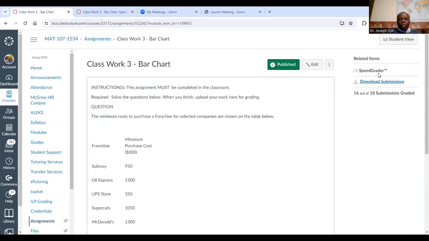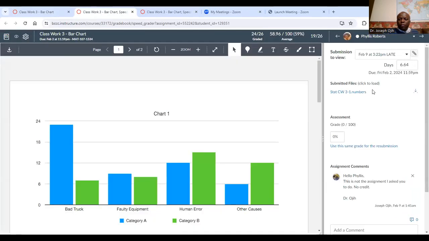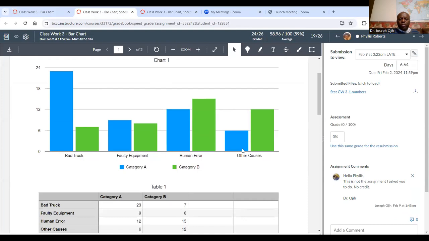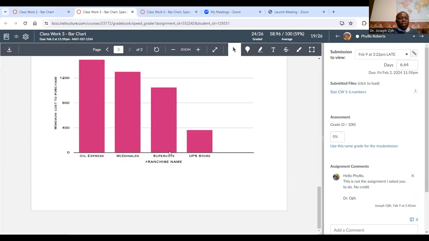Her name is Roberts? Yes. Okay, Roberts. So what correct thing do you see here? I don't know why you see that. You must be doing some magic on your side. No, hold on. Classwork 3 bar chart, the one with the franchise. You have 2 of them. You have 3.